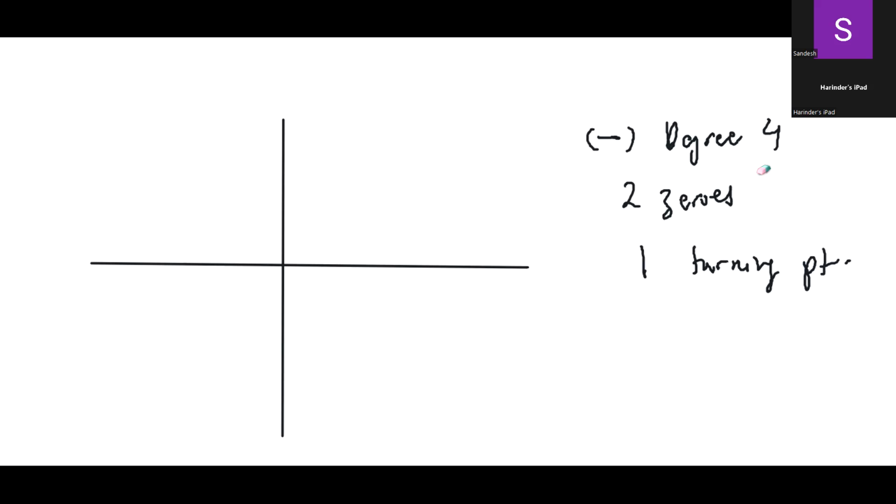Is it just like this or something? Okay, so yeah, actually that's perfect. That's exactly what it is. Okay, here's another one. Degree 4, but now there's a positive leading coefficient, okay? And there is 1 zero, just 1 zero, but 3 turning points.